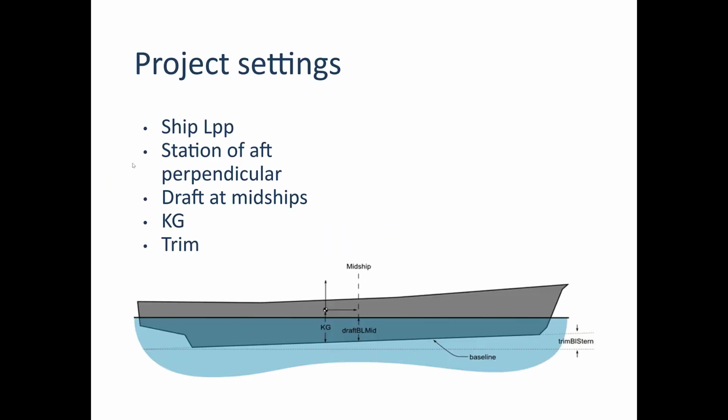So let's get into the specifics with ship design. When you first open up ShipMo 3D, you're faced with setting fundamentals of the ship in your project settings, like the length between perpendiculars, station of the aft perpendicular, draft at midships, center of gravity, trim, and so on. This is a little graphic to give an idea of what those parameters look like on a typical monohull vessel.